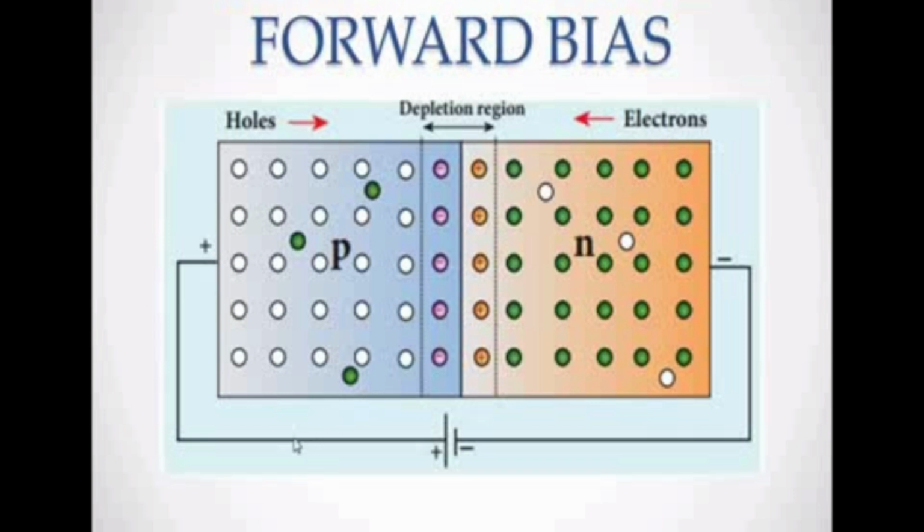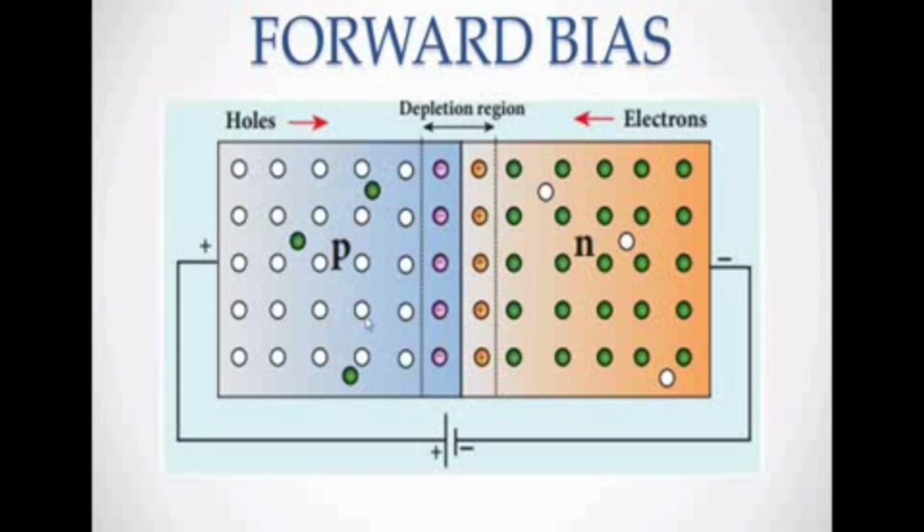That energy, that external voltage applied to the PN junction, is called the bias voltage. After applying the voltage, electrons can pass from negative to positive, and holes from positive to negative. So it's called biasing the diode. There are two types of biasing: one is forward bias, another one is reverse bias.